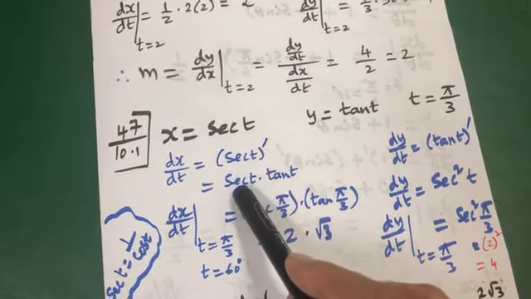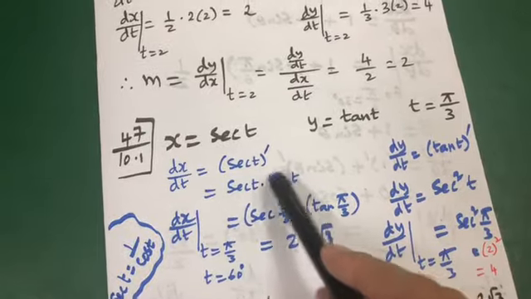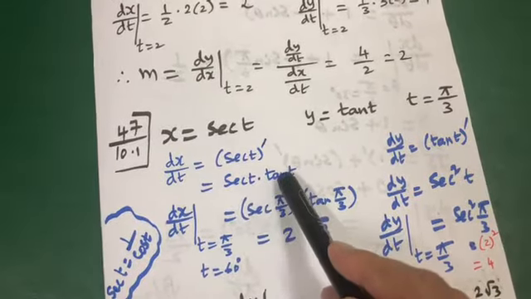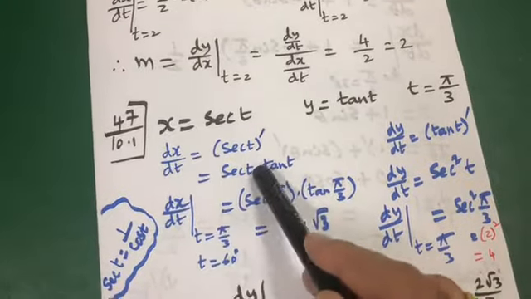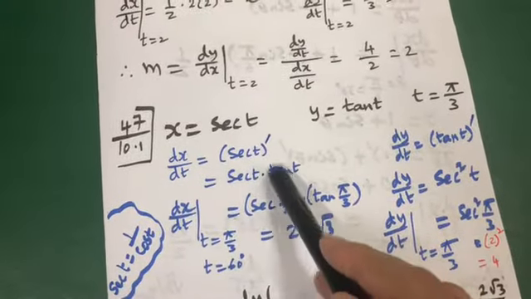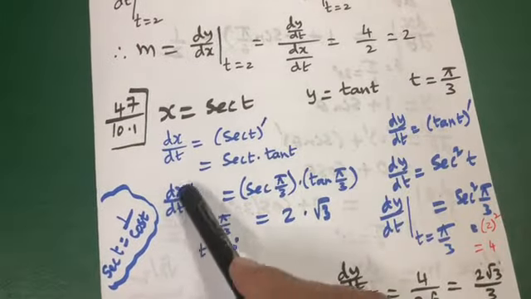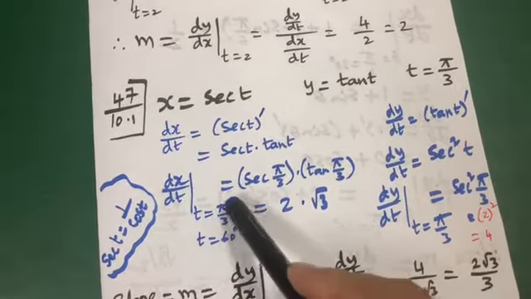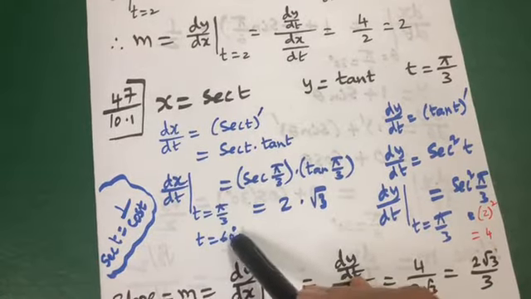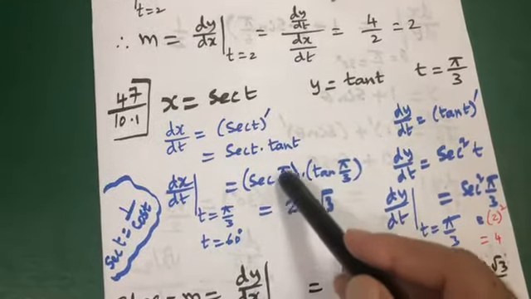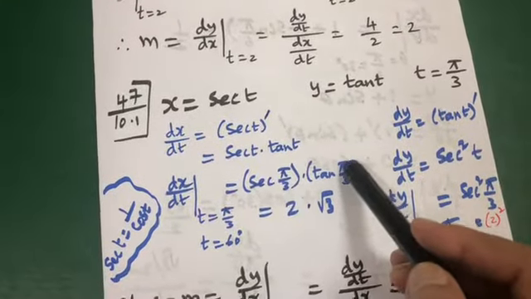You must be remembering the formula. Secant x derivative is secant x tan x. Secant t derivative is secant t tan t. So after finding the derivative, put the point t is equal to pi over 3. So dx over dt at pi over 3. Pi over 3 means 60 degrees, don't forget. So secant pi over 3 tan pi over 3, or you write 60 degrees, no problem.